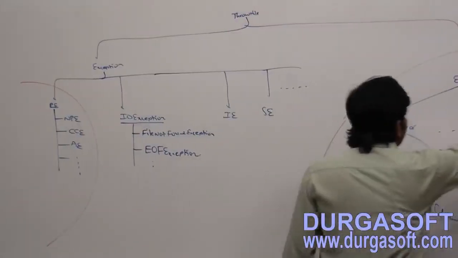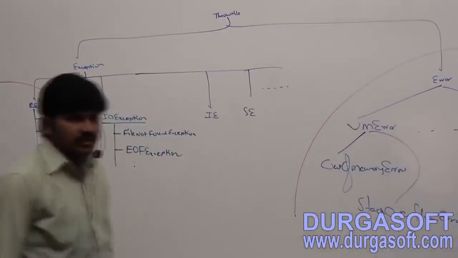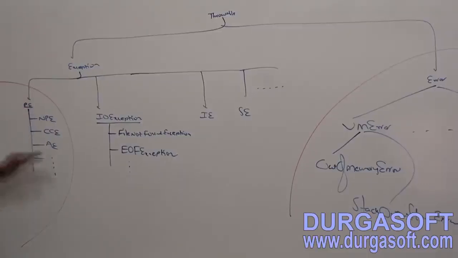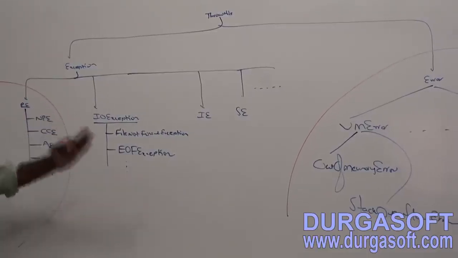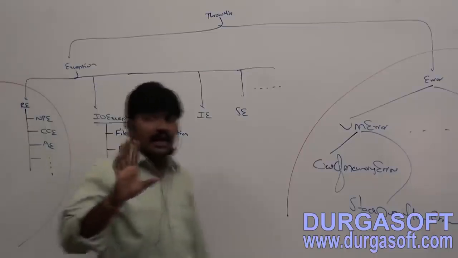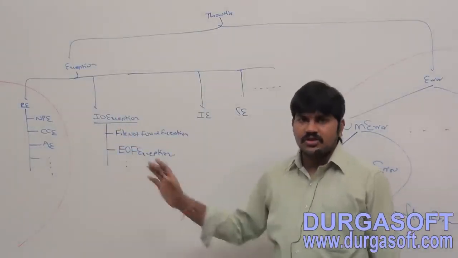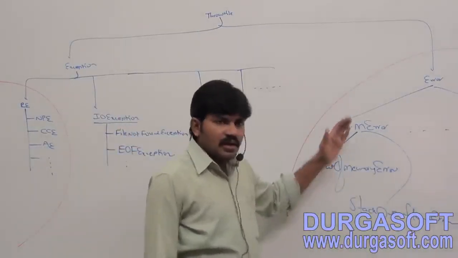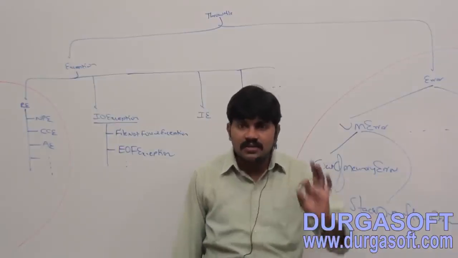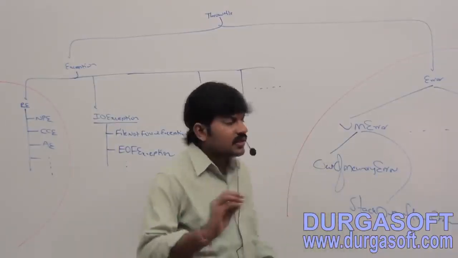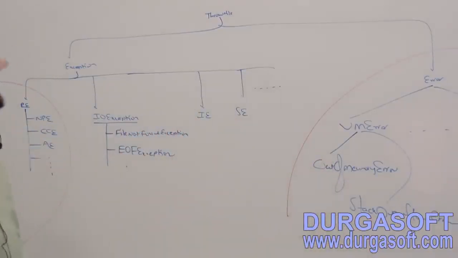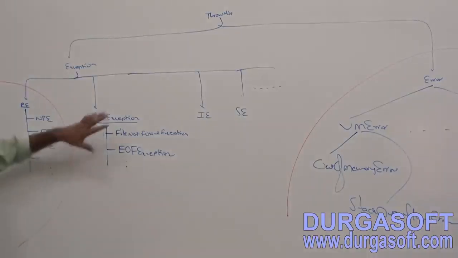Error and its child classes. Have you observed? RuntimeException and its child classes, Error and its child classes are unchecked. Except these, the remaining are by default considered as checked exceptions, right?